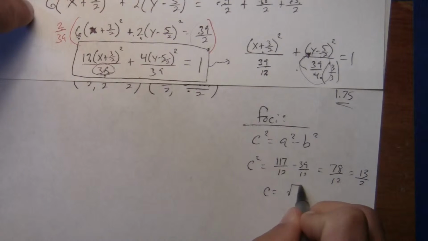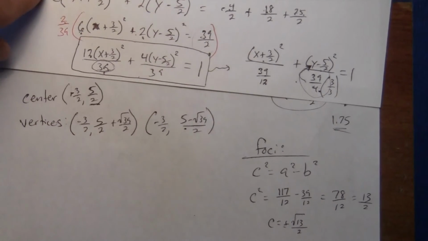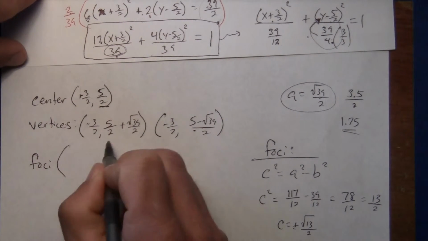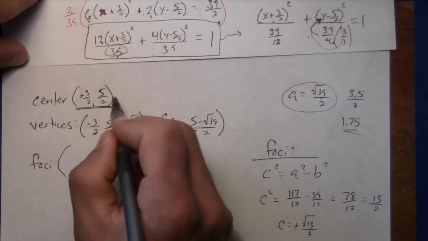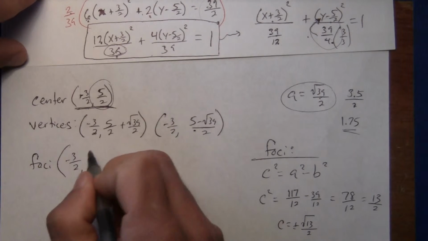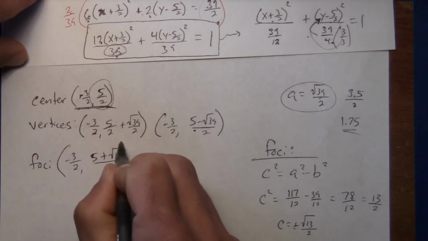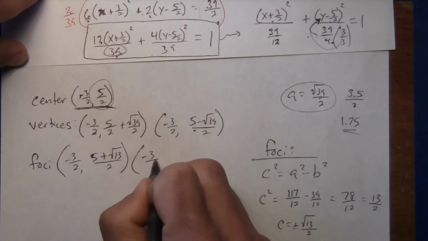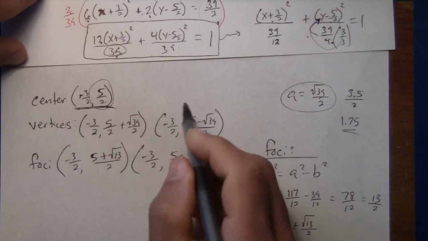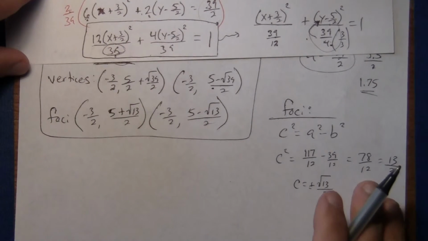That means c is going to equal the square root of 13 over 2, plus or minus. Remember, the foci move the same direction that the vertices do, so if you're going to list this out, they should be going up or down from the center. So the x value should stay the same. It should be negative 3 over 2, and then it's 5 plus square root of 13 over 2, and it's negative 3 over 2 and 5 minus square root of 13 over 2. When we go to graph them, we don't usually graph the vertices, so I don't have to approximate it like that.